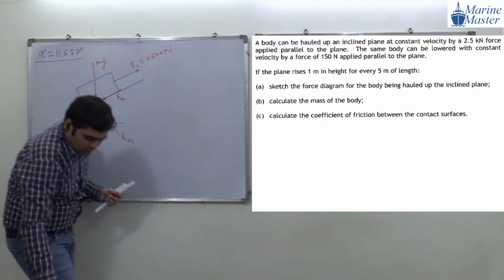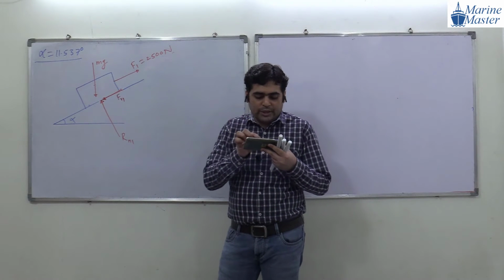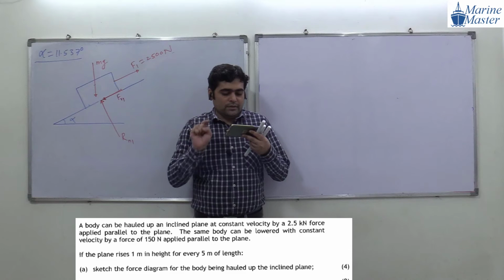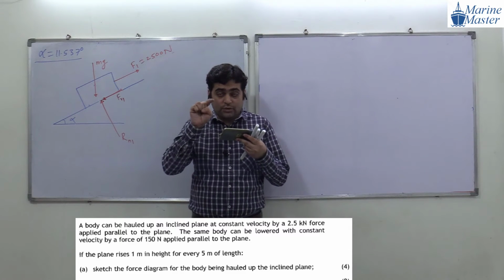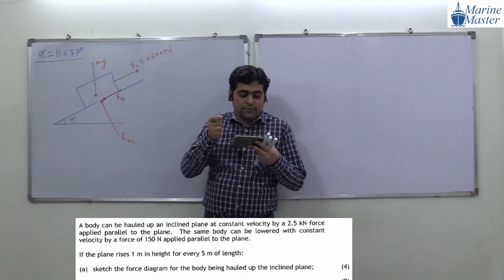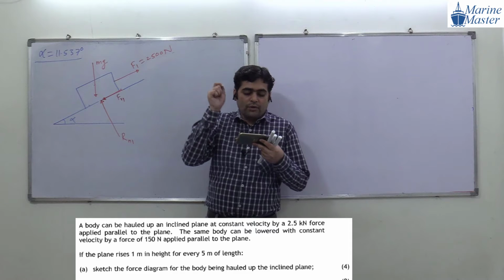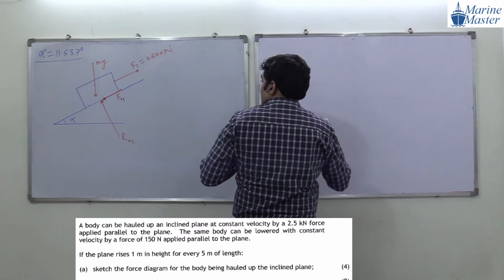Now what about the other scenario, everyone? Now I am going to read further. The same body can be lowered with a constant velocity. We are lowering the same body with a constant velocity by a force of 150 Newton parallel to the plane.